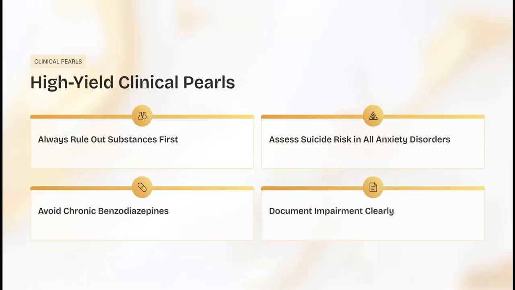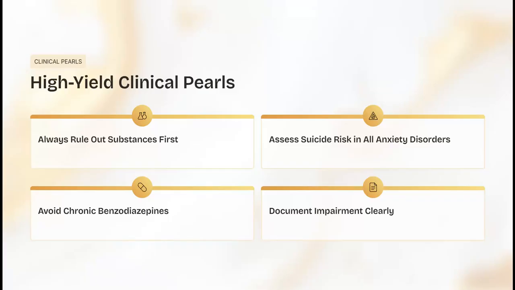Some clinical pearls. Rule out substances first. Always get a complete substance use history and labs before diagnosing a primary anxiety disorder. Substance-induced anxiety is way more common than we typically recognize in practice.